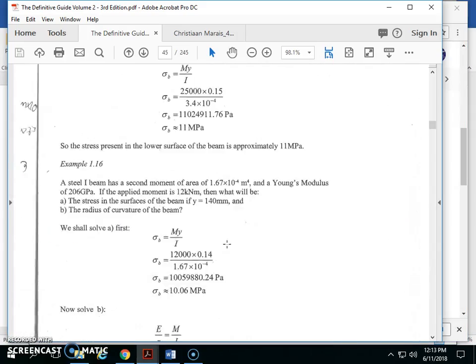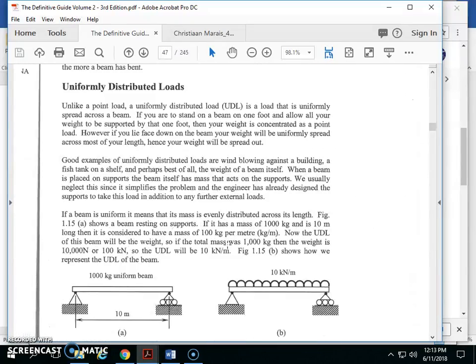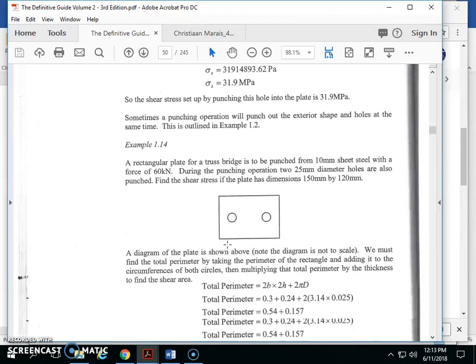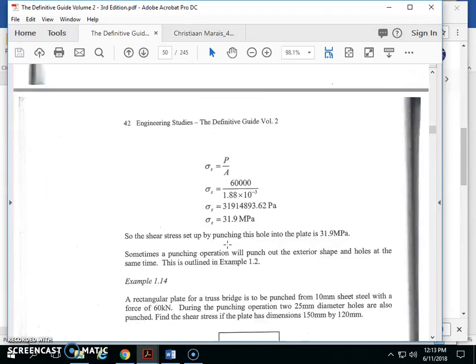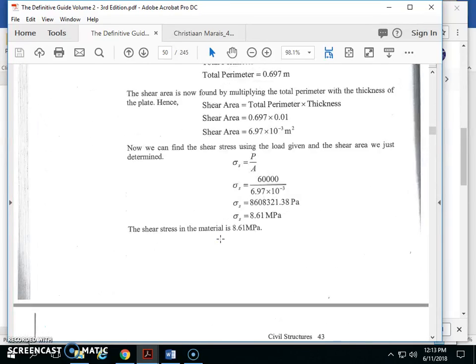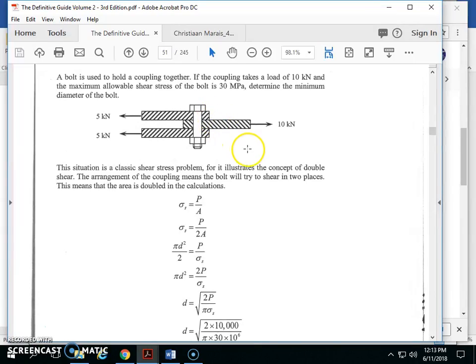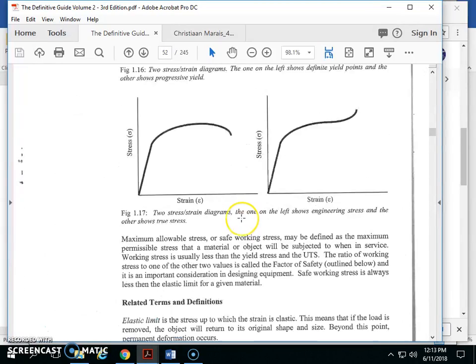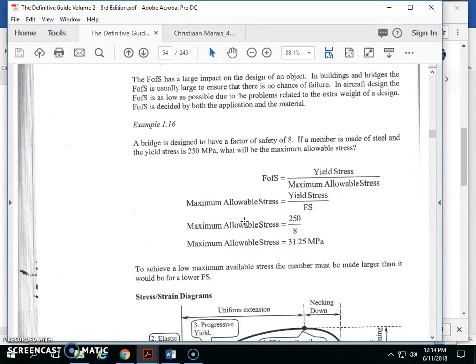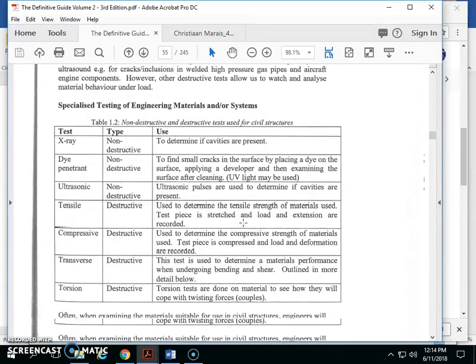So calculating the bending stress, and a little bit of a description of when we uniformly distribute loads, shear. So we have talked about shear, but we've never talked about more complicated examples, which, for instance, if we're punching a hole, or if we're dealing with bolts. They're the two main cases that are more complicated that we work about here. Then there's the E equals flea stuff, which you already know.